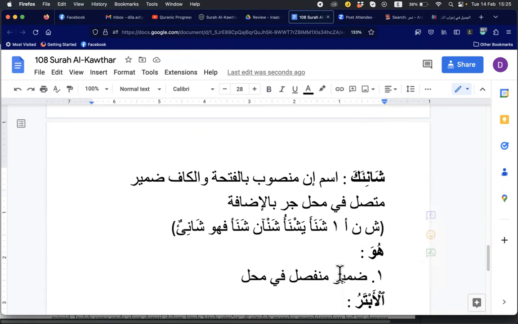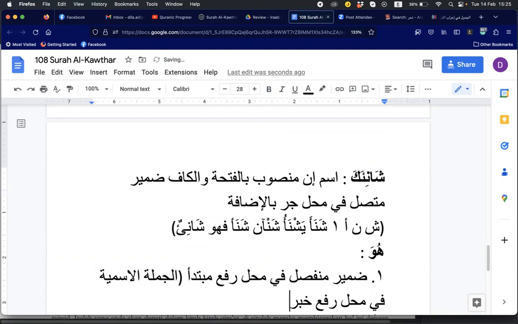So you are saying this jumla ismiya is the khabar of inna, right? If you then say that, the huwa is fi mahalli rafin, mubtada. So basically, if you say this, you must say that, as you said, the jumla ismiya is rafin fi mahalli, khabar inna. Good.